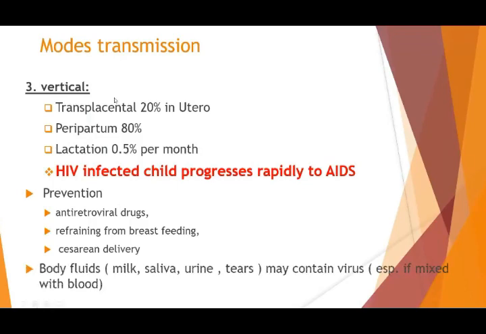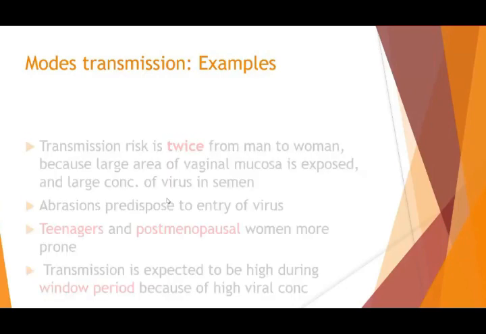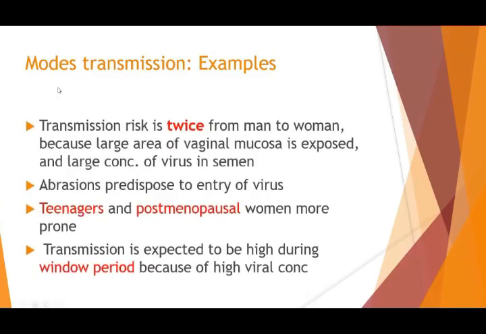So what about the other body fluids? Milk, saliva, urine, tears may contain the virus, especially if mixed with blood. Okay. But on their own, these fluids confer very low risk for transmission: tears, saliva, urine. Okay? So we have examples of the modes of transmission.